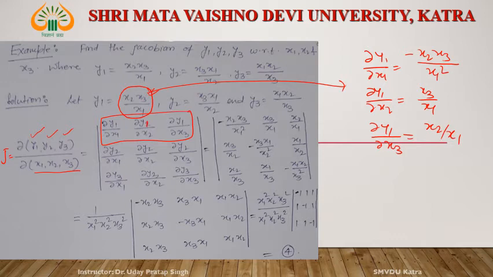Similarly, ∂y2/∂x1 is x3 by x2, ∂y2/∂x2 is minus x3 x1 by x2 square, and ∂y2/∂x3 is equal to x1 by x2. Similarly, in the third row, ∂y3/∂x1 is this, ∂y3/∂x2 is this, and ∂y3/∂x3 is this.